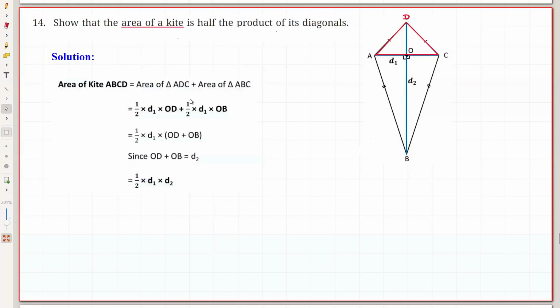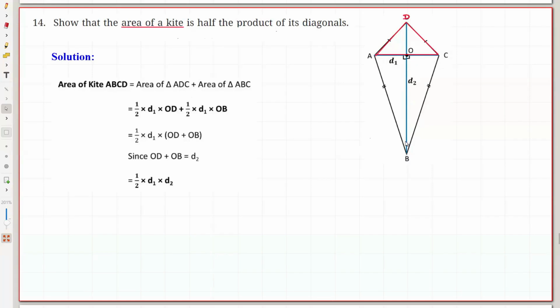The area of the kite ABCD is equal to the area of triangle ADC plus the area of triangle ABC. The area of triangle ADC we can write as 1/2 of base into height, D1 into OD, plus 1/2 of, for triangle ABC, base into D1.